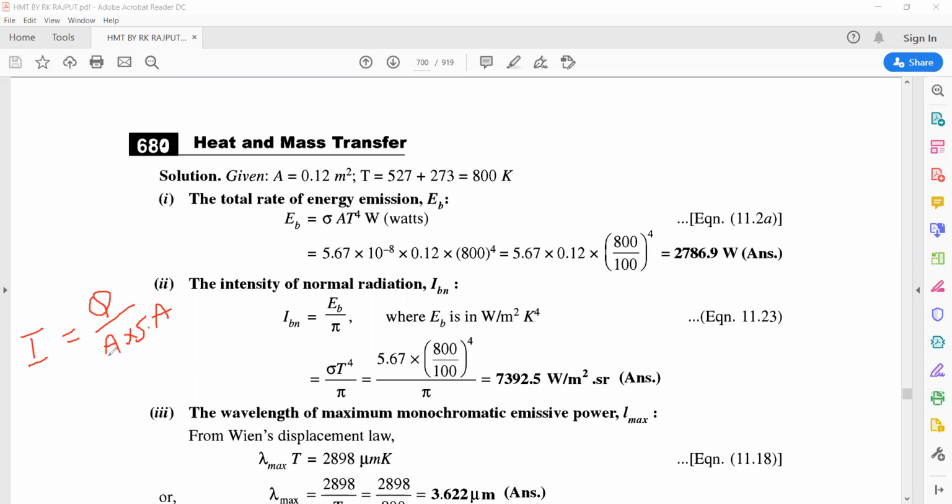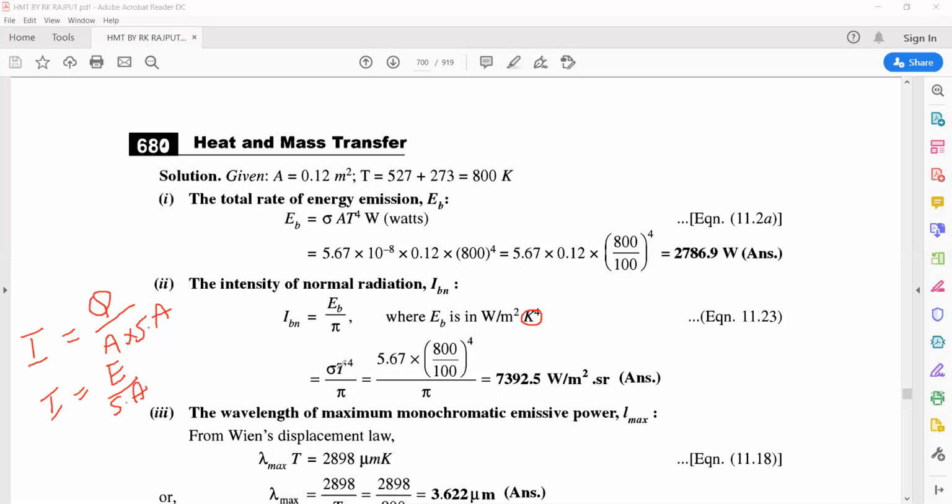Q by A is nothing but emissive power, that is E, divided by the solid angle. So use this formula. Therefore, I_BN equals E_B divided by pi. So it should not be in kelvin to the power 4. Now E_B equals sigma T to the power 4 divided by pi.